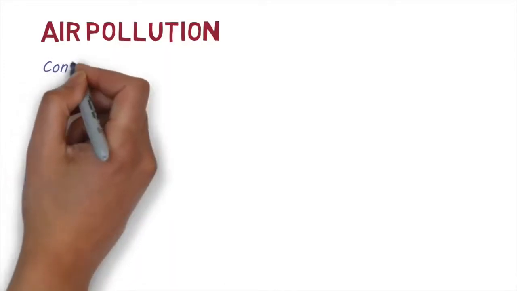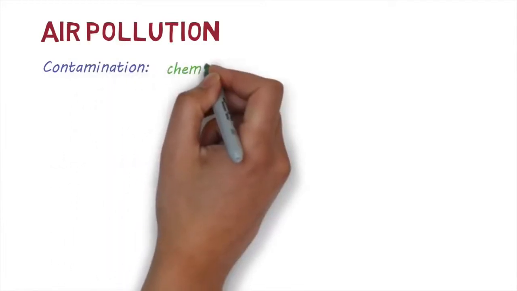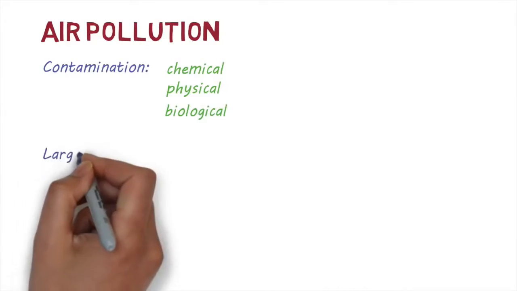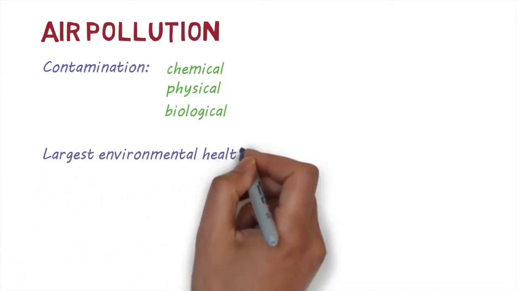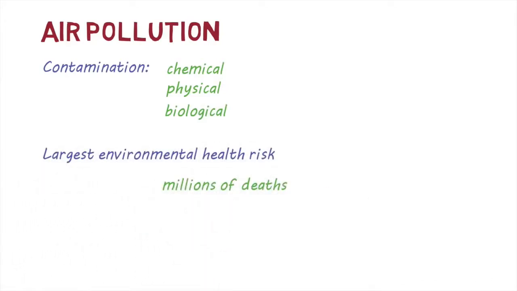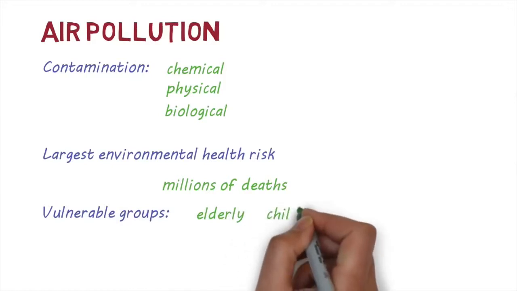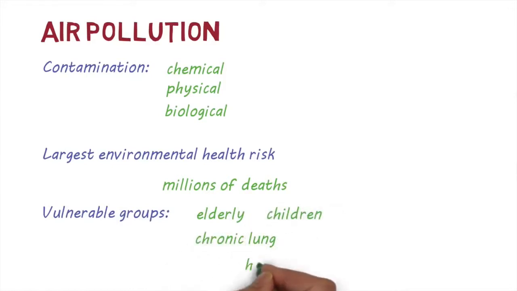Air pollution occurs when the air is contaminated with any chemical, physical, or biological agent. It is the world's largest environmental health risk, leading to millions of deaths around the world each year. Although anyone can be affected by air pollution, people who are most vulnerable include the elderly, children, and people with chronic lung or heart disease.